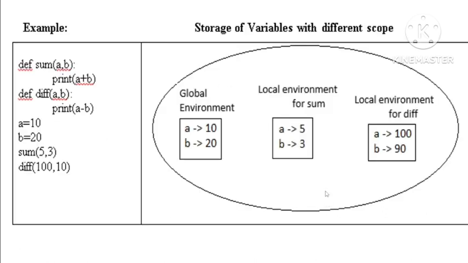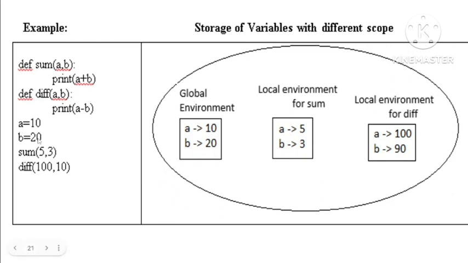Okay. See, this is how memory is allocated. See, look at this example. Def sum of a comma b, print a plus b. Def diff of a comma b, print a minus b. A is equal to 10, b is equal to 20, sum of 5 comma 3. I have given a program here. Now observe this program carefully.